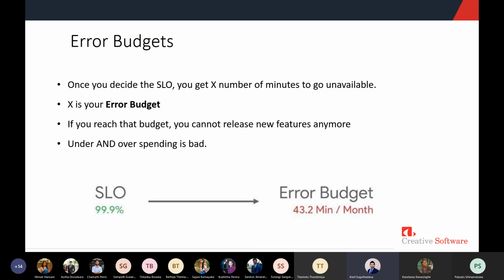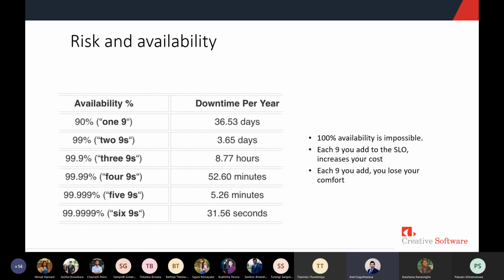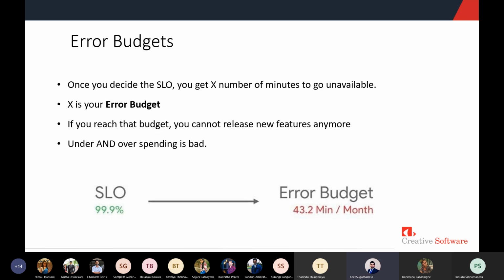And this is where the concept of error budgets comes into play. These error budgets are not about money, it's not something to do with money. This error budget describes, for example, on the top sentence, it says once you decide the SLO, that means 99.9% of the time, you get X number of minutes to go unavailable. So based on the previous table that I showed you, if you define an availability of 99.9%, you have 8.77 hours to go down. So that number of minutes that you can go down is defined as the error budget.